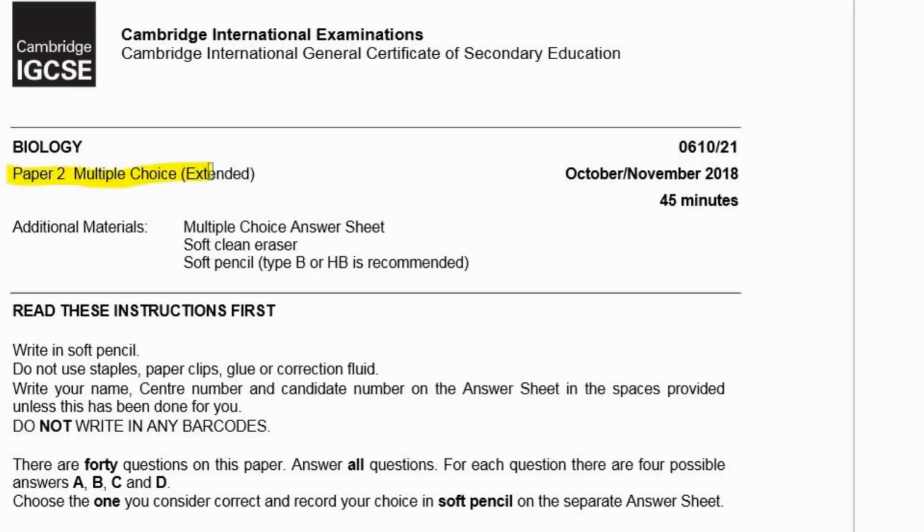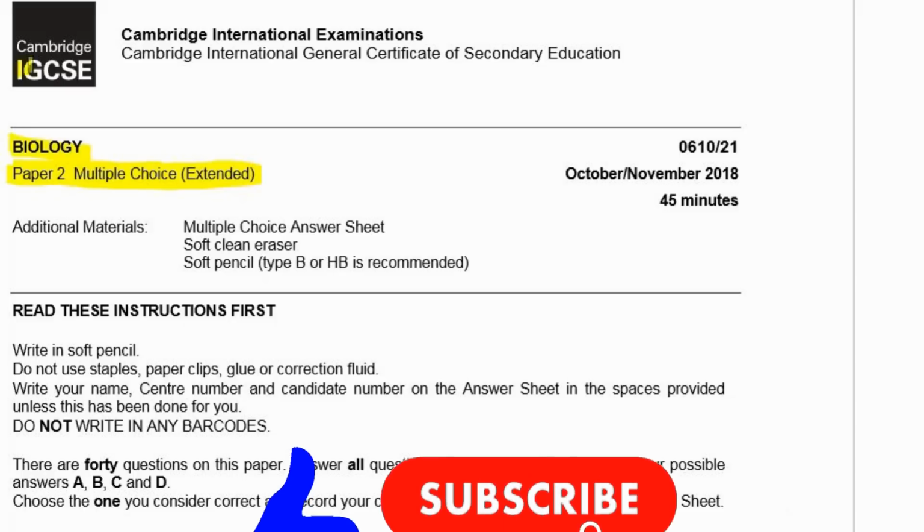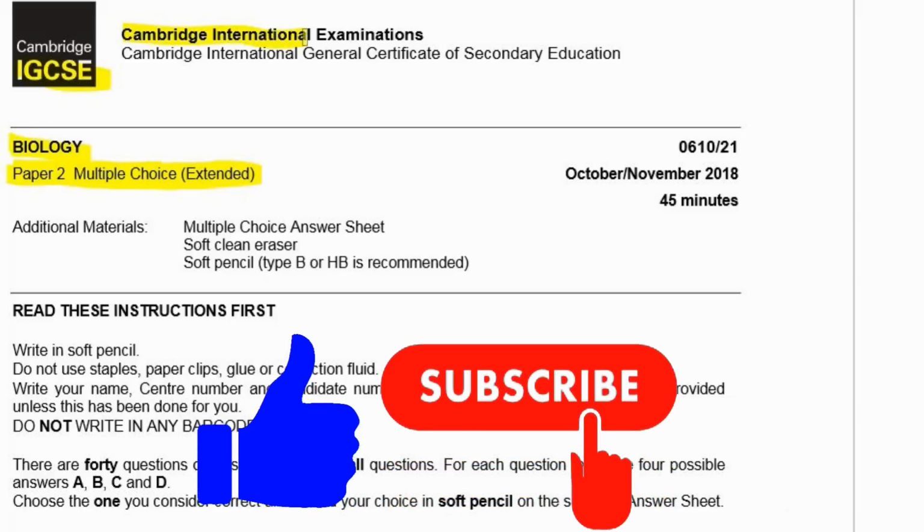So let's go through paper 2, which is a multiple choice extended option for biology. IGCSE from Cambridge International Examination, CIE, October-November 2018, and this is variant 1, so 0610/21 is the code.